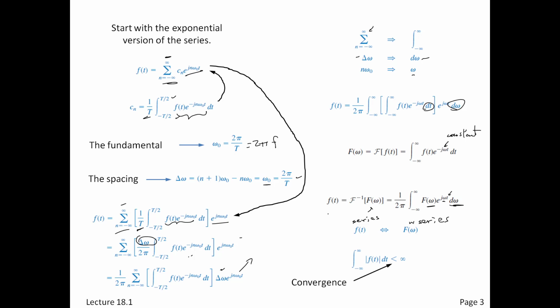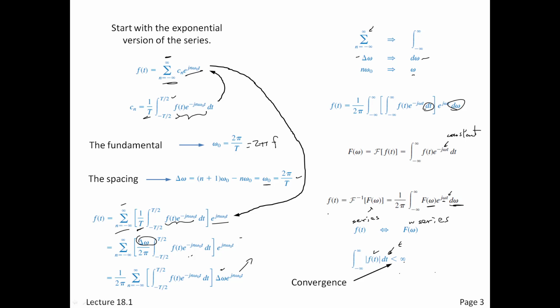Okay? Important thing, convergence happens only if this function converges in the time domain, right? If the function itself doesn't converge in the time domain, less than infinity, then we're not going to have a transform. We're not going to have a Fourier transform.